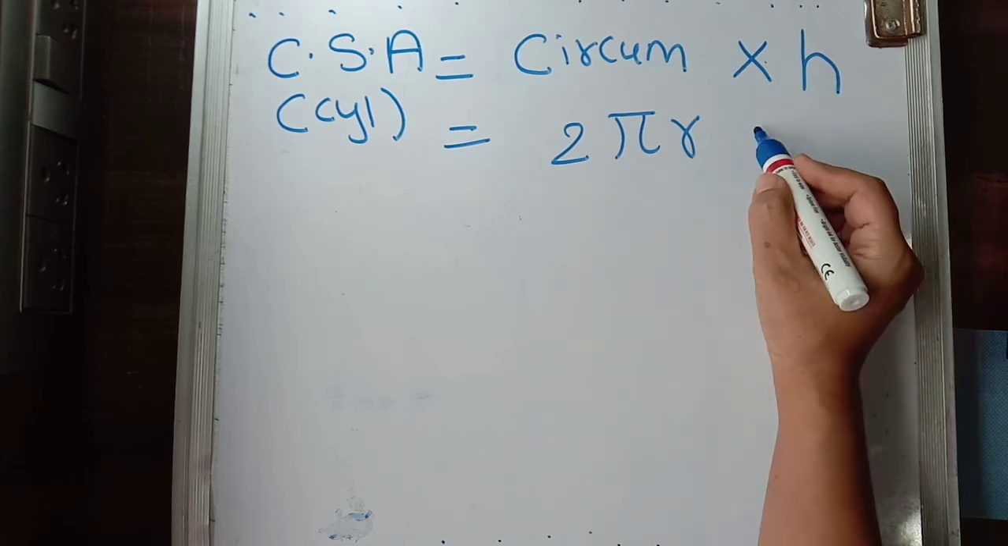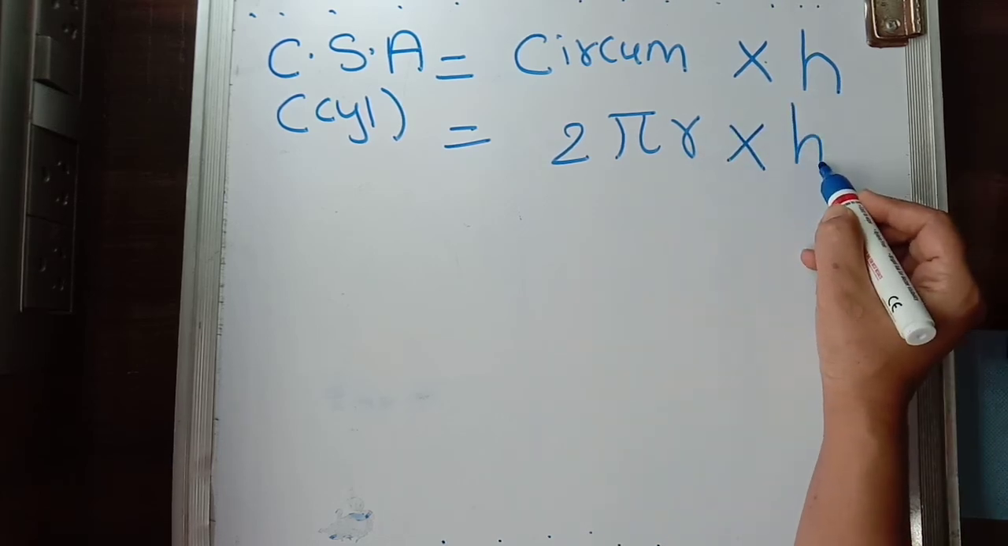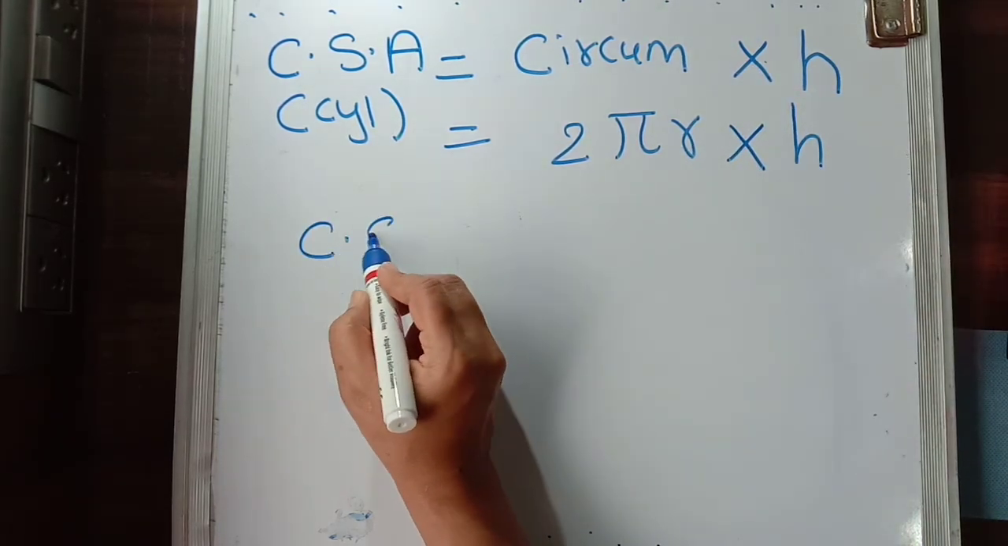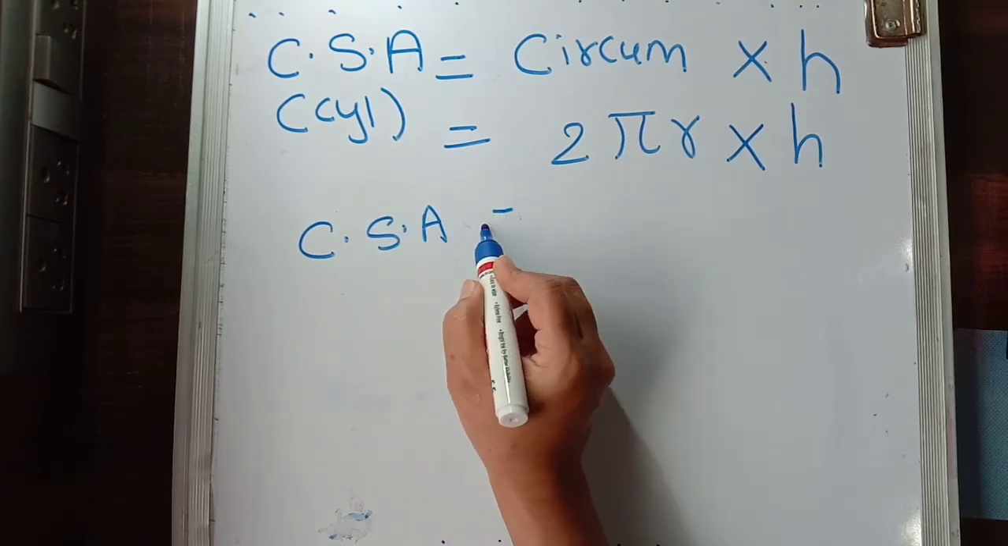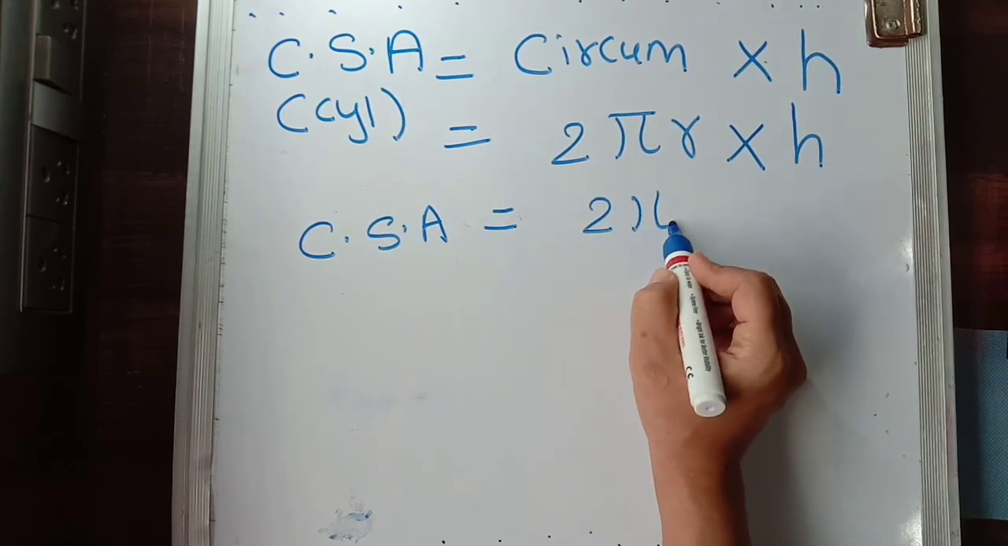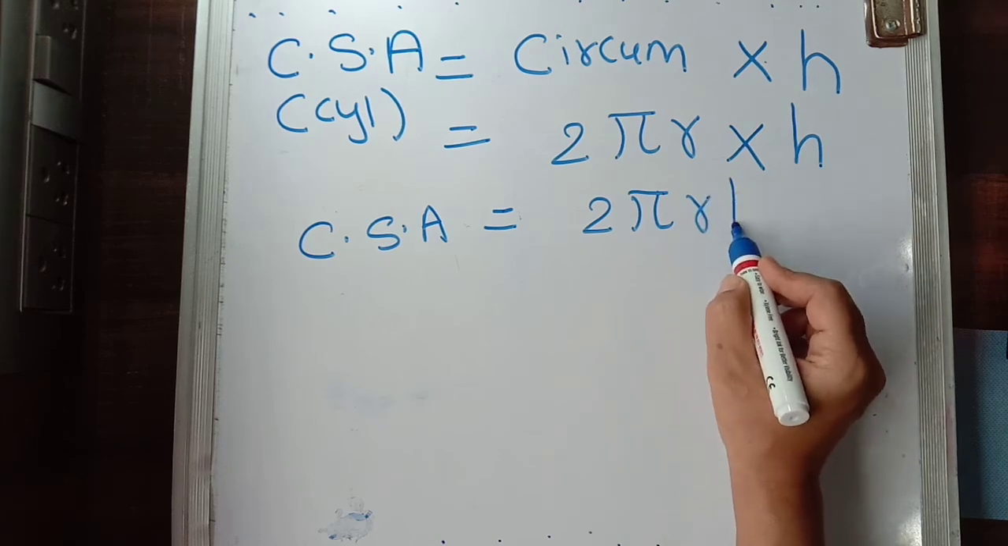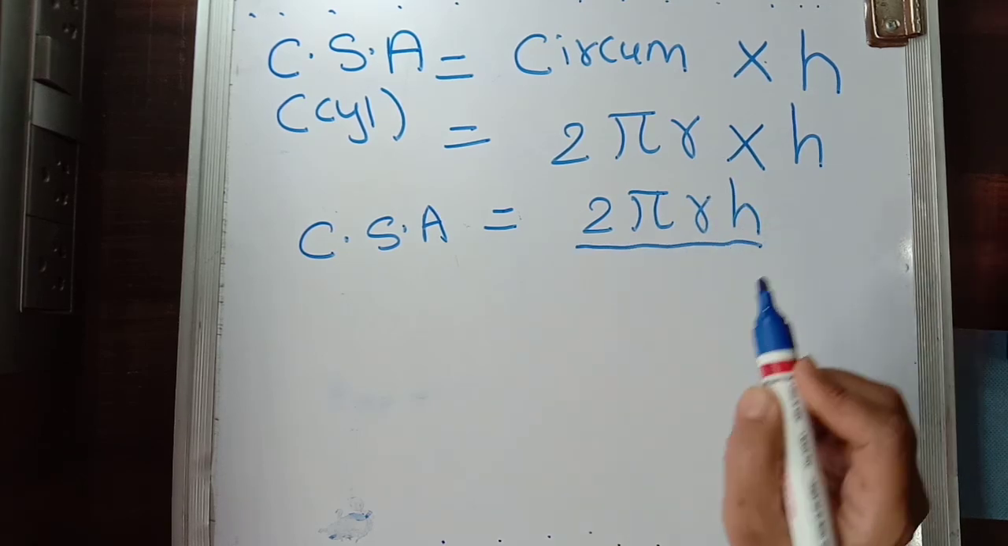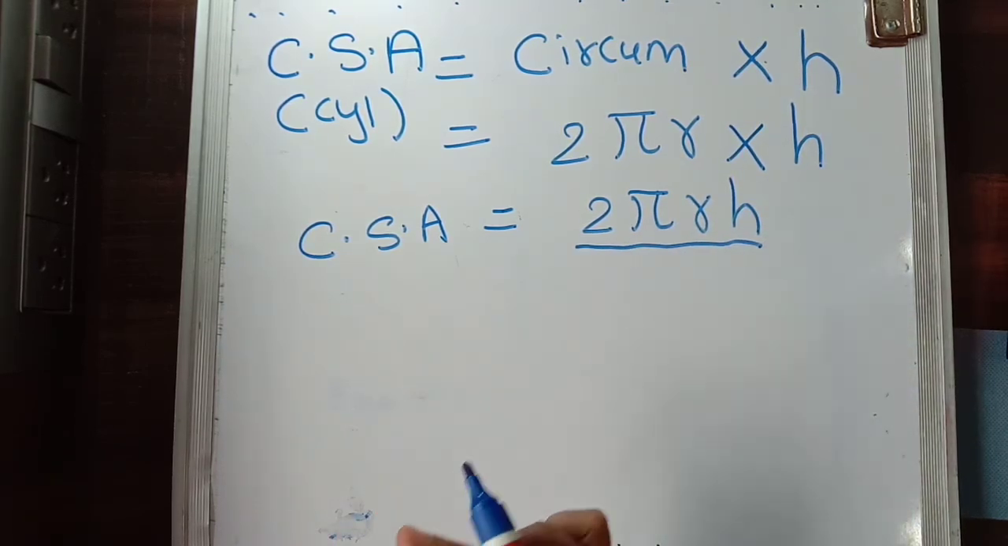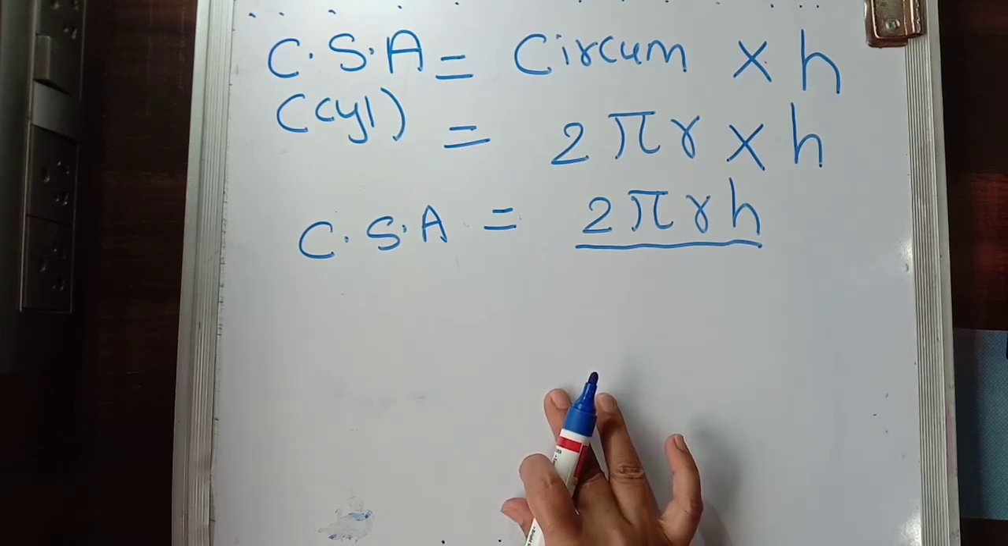Into you have this height. So in short, what is the formula for curved surface area of a cylinder? It is nothing but 2 pi r h. So this is the formula to find the curved surface area of a cylinder.